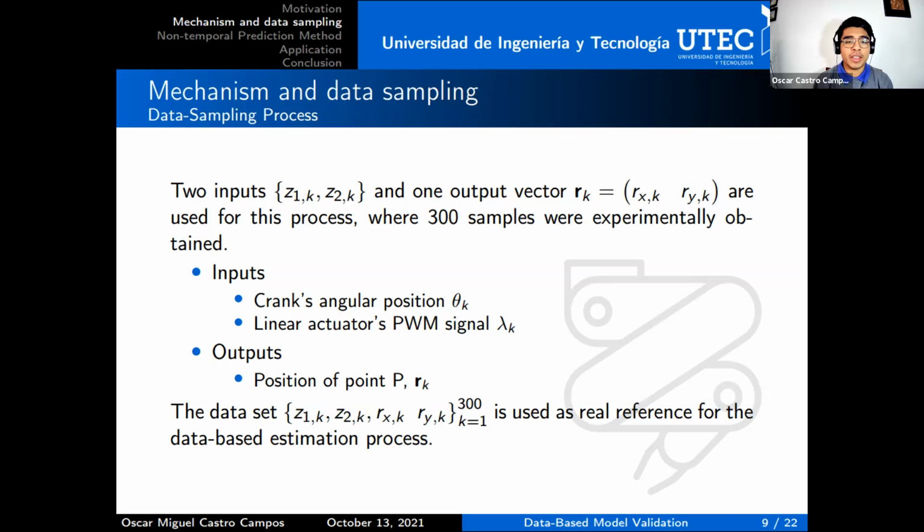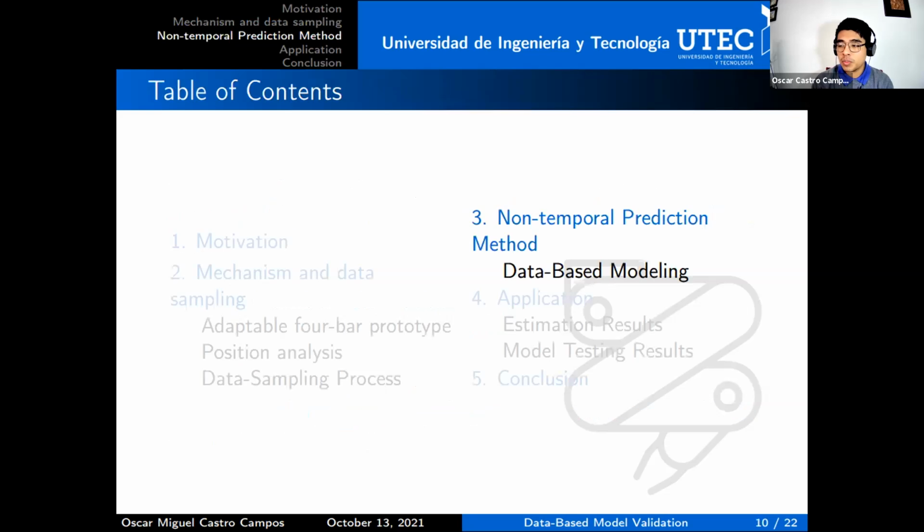One consideration that we take here is that the data sampling experiment must cover the entire operating domain of the system. Here I'm talking about the linear actuator, the minimal and the maximal extension, in addition to being persistently excited in order to have a good database for modeling. The data set is used as a real reference for the estimation process that I'm going to explain in a moment.